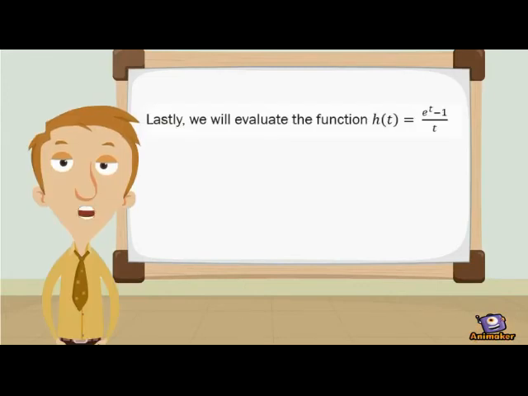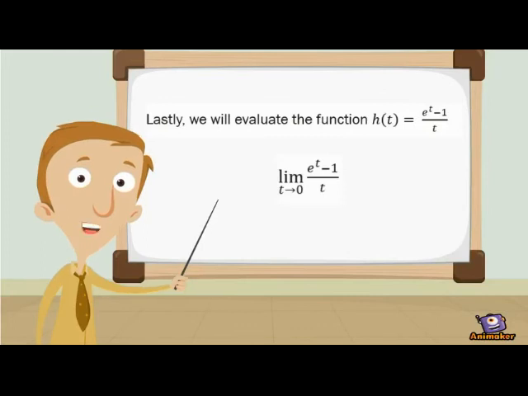So lastly, let's evaluate h of t equals e raised to the power of t minus 1 over t. Just like the two special functions, make a table of values for the left hand and the right hand, and also assign 5 values that are close to the given value. The given value is 0, so the limit as t approaches 0 of e raised to the power of t minus 1 over t.